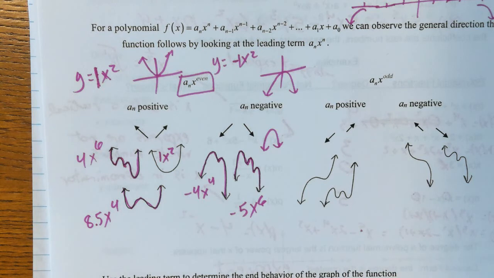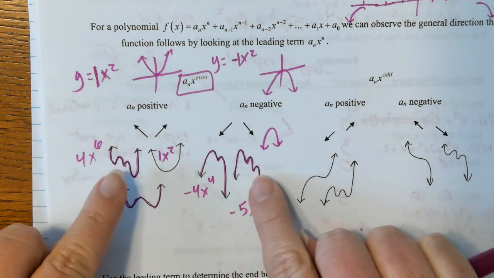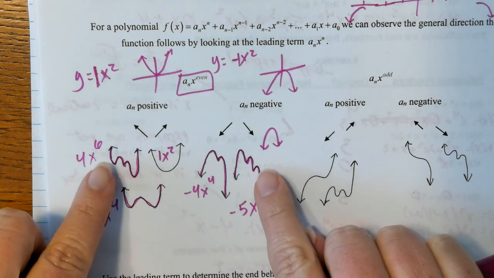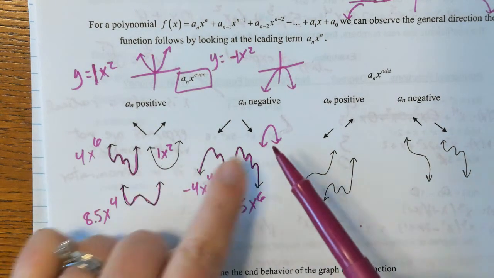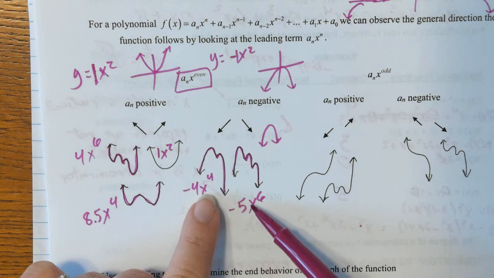Okay? So when you have an even exponent, both ends match, either both up or both down. The positive coefficient, both ends were up. If there was a negative coefficient out front, both ends were down.